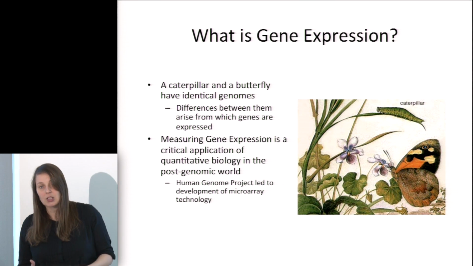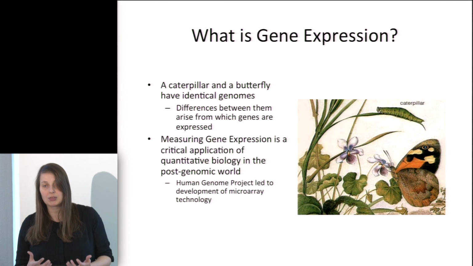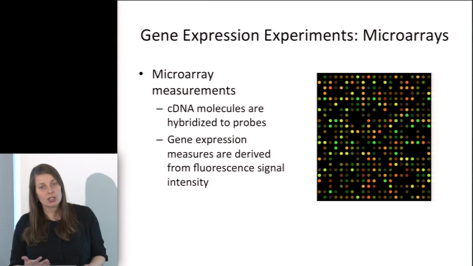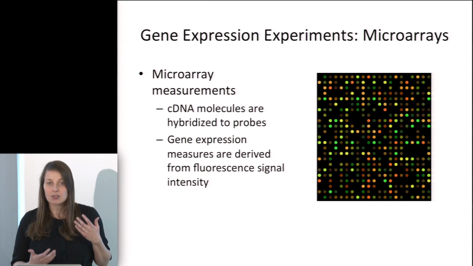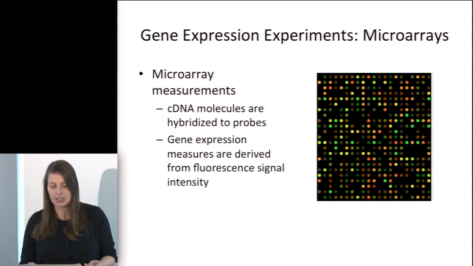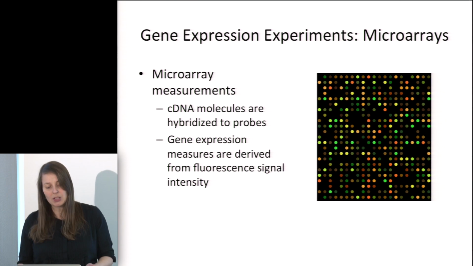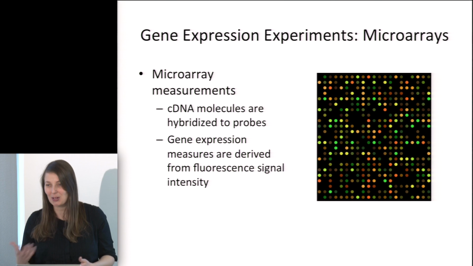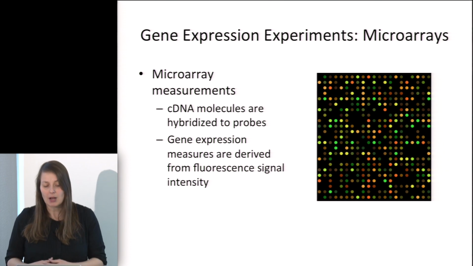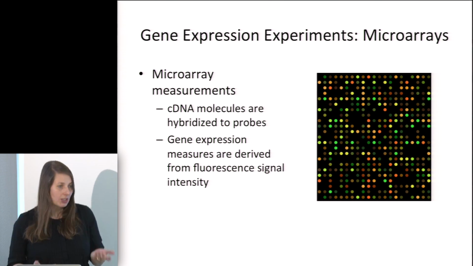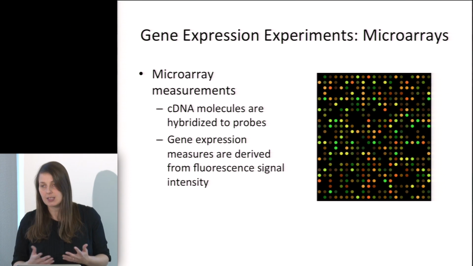And the Human Genome Project was hugely enabling because it allowed people to develop the microarray technologies to make these types of measurements. And so when people do gene expression experiments, they started off with microarray technology, which came out of Ron Davis's lab here at Stanford University. And in these microarray measurements, cDNA molecules representing the RNA in your samples, say you're comparing a butterfly and a caterpillar, those cDNA molecules are hybridized to probes, and then gene expression measures are derived from fluorescence signal intensity.